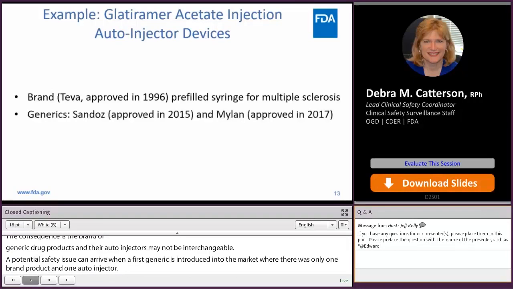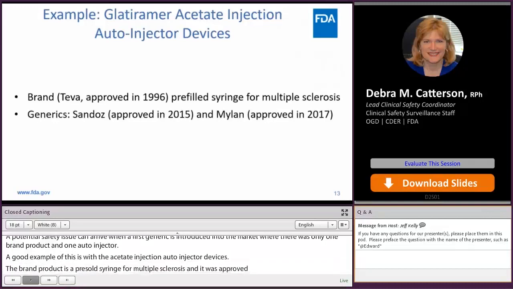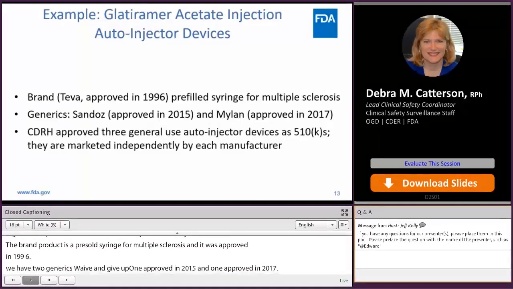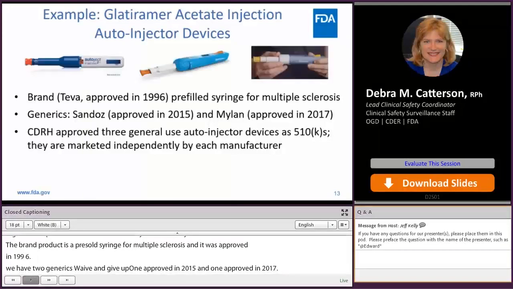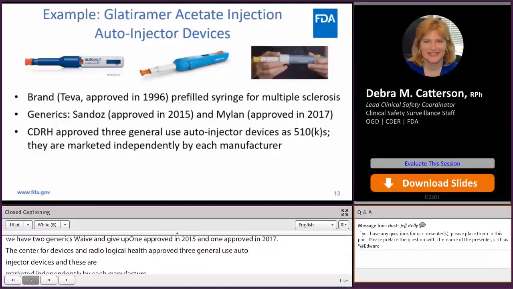We have two generics, one by Sandoz, approved in 2015, and one by Mylan, approved in 2017. The Center for Devices and Radiological Health approved 3 general use auto-injector devices as 510Ks, and these are marketed independently by each manufacturer on their websites. So we have 3 different pre-filled syringes and 3 different auto-injectors, as you see at the top of the slide, the different photos of them.